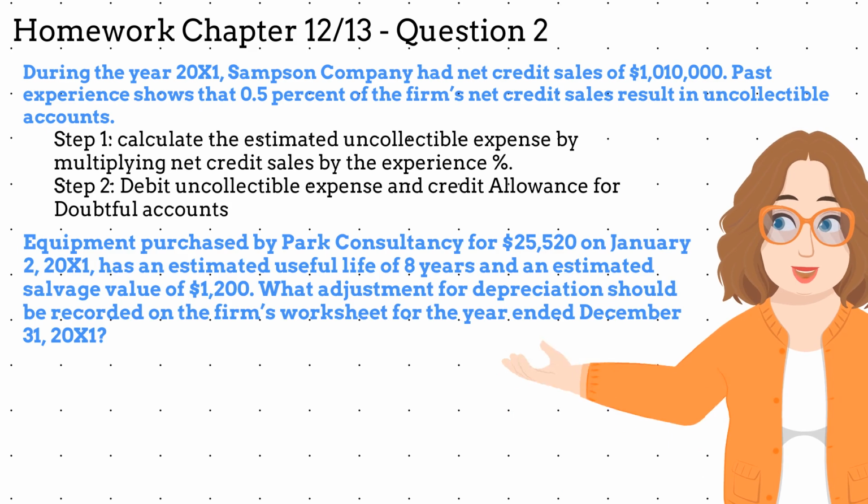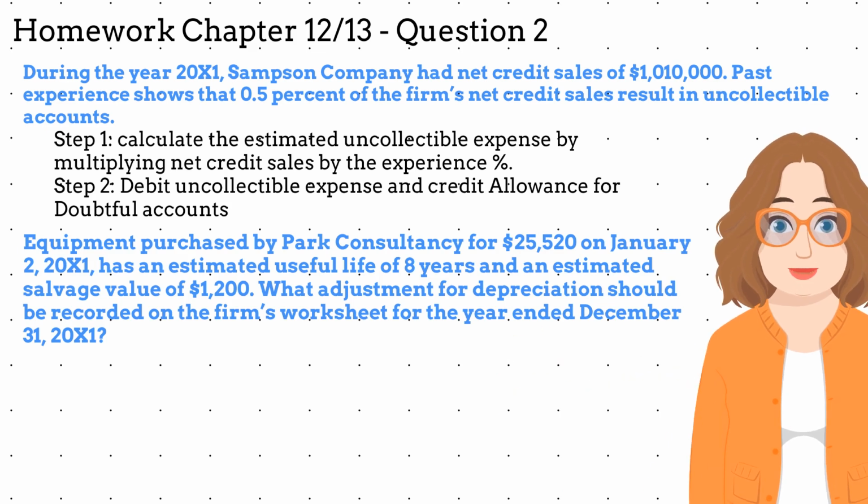Equipment purchased by Park Consultancy for $25,520 on January 2, 2021, has an estimated useful life of 8 years and an estimated salvage value of $1,200. What adjustment for depreciation should be recorded on the firm's worksheet for the year ended December 31, 2021? What do we have to do?